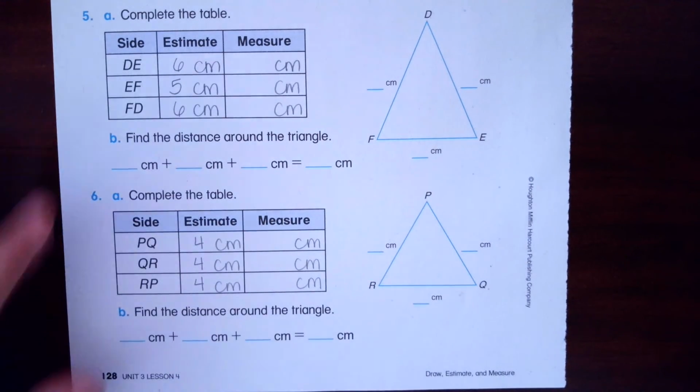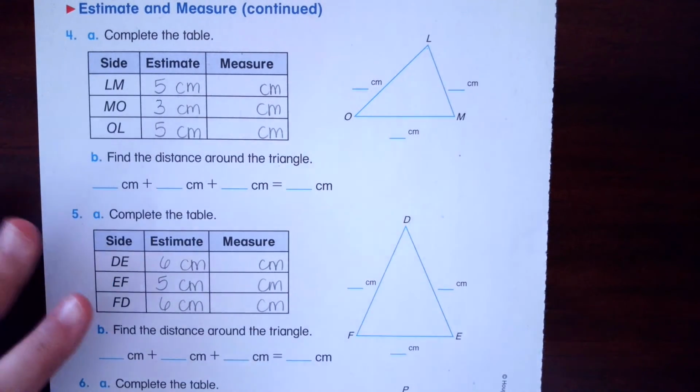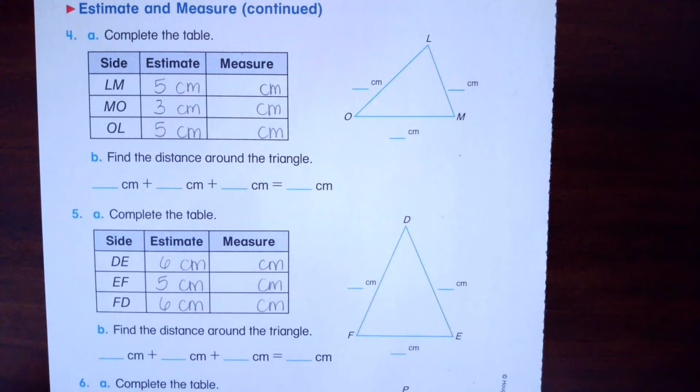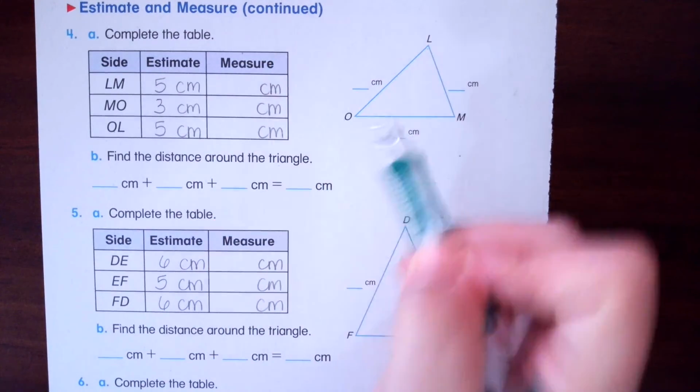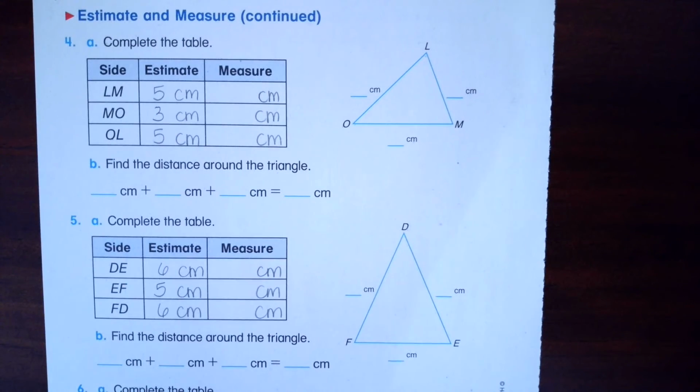Once you're done filling in all your estimates, I want you to pause the video and complete the rest of them. Now, remember, you must measure every side in a triangle. We don't know if they're equilateral or isosceles. They might all be scalene. We don't know if they have any sides the same. So measure each side. You're going to fill in your chart, fill in your numbers, and fill in your perimeter equation. When you are done, press play on the video to see if you got it correct.